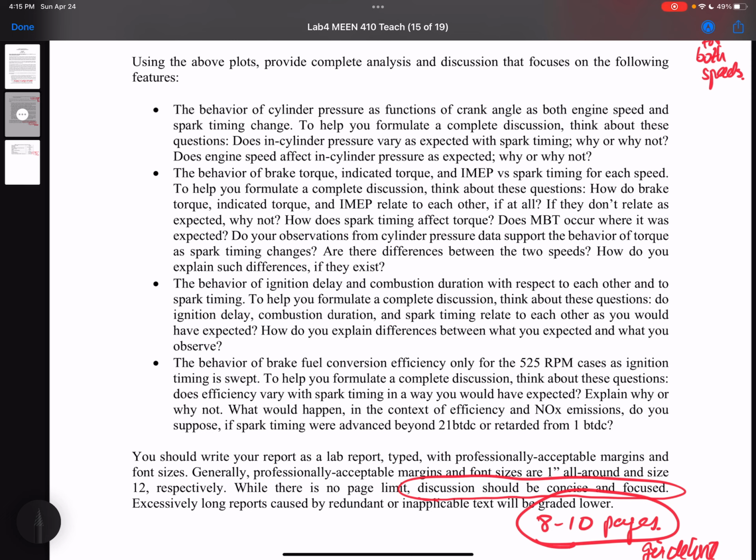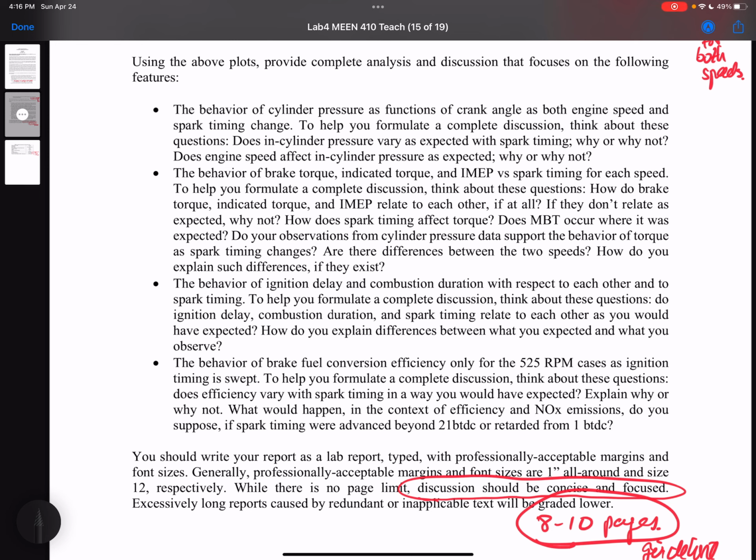So we'll be talking about ignition delay, combustion duration, and spark timing in class. Are you seeing the same thing in Lab 4 data, or are you seeing something different? And if you're seeing something different, why? If you're seeing something the same, why is there a relationship among spark timing, ignition delay, and combustion duration? What are those things that we talked about in class that are also seemingly appearing in your Lab 4 data?